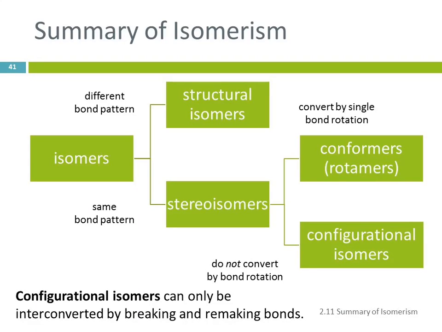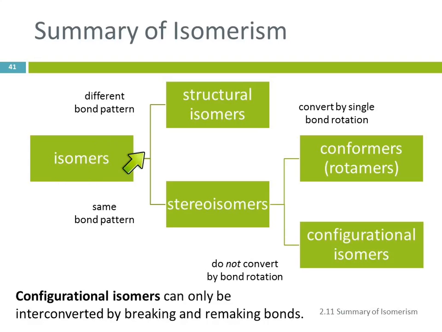This is a helpful summary of the different types of isomerism that we've talked about. So remember, isomers in general, that means that we have the same number of carbons and hydrogens and oxygens or whatever. The molecular formula is the same. And therefore, the molar mass of the molecule will be the same.